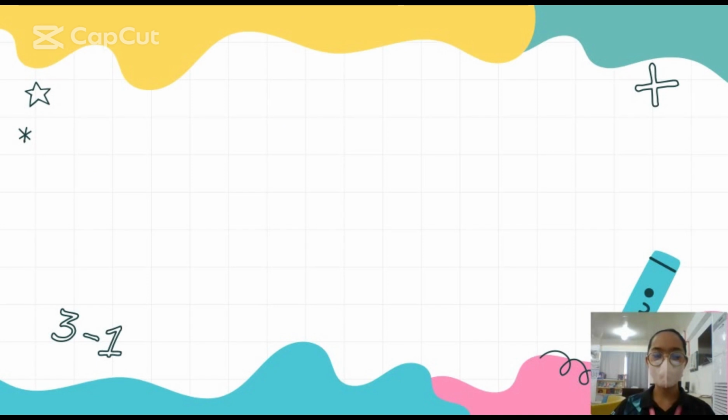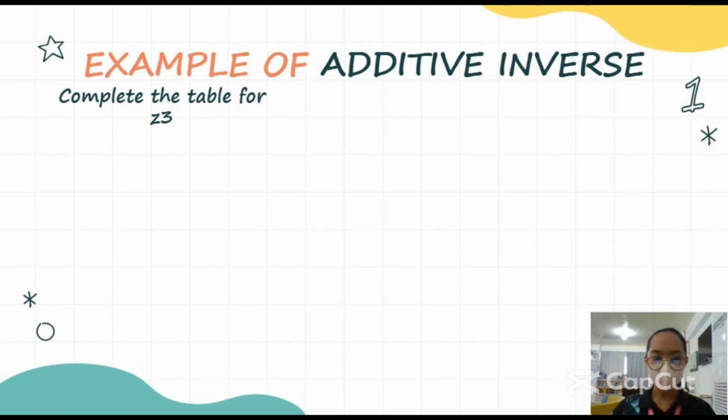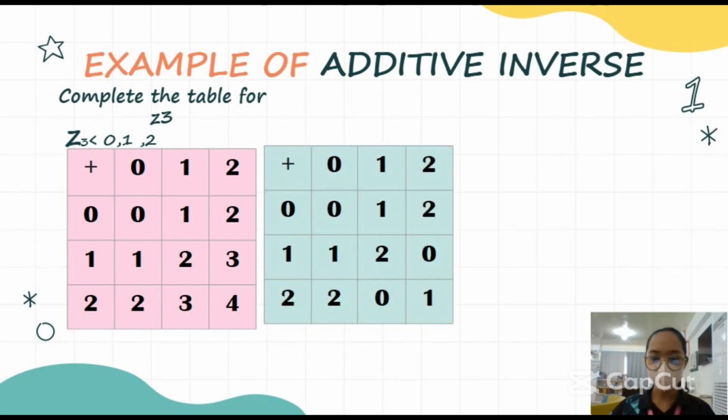Na-explain naman sa inyo ha, unsaon ang additive inverse using the table. So, proceed na po ta sa example niya para mas masabtan ninyo siya. Okay, so, ang first example man nato is kaning Z3 table. So, mao ni siya ang solution.